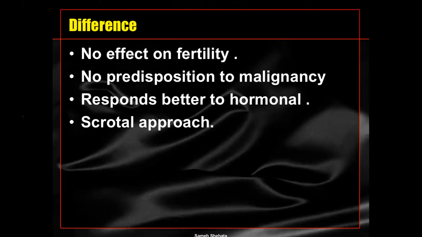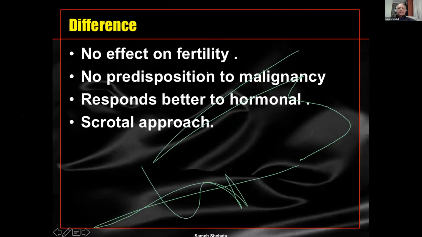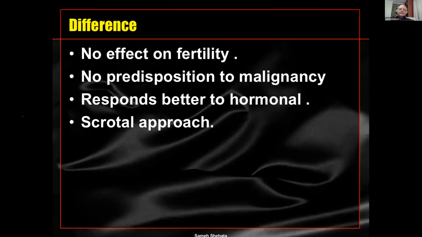Then, sorry, what is the difference between the retractile testis? We are talking here about the ascending testis and undescended testis. The difference is that with the ascending testis, there is no effect on fertility and there is no predisposition to malignancy. It responds better to hormonal treatment, and whenever you plan to do surgery, you can do it using a scrotal approach. So these are the differences between ascending testis and undescended testis.